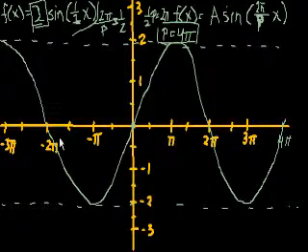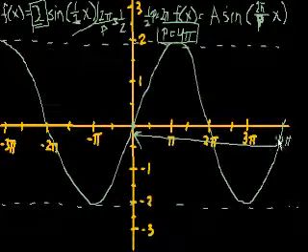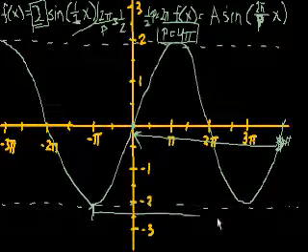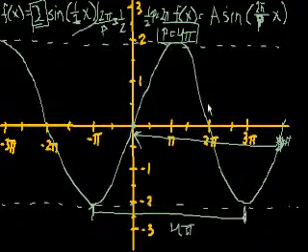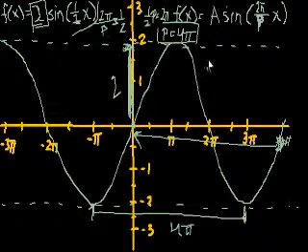And notice the period here, you could draw it from here to here. This distance is 4 pi. That's how long it takes for the function to repeat or to go through one cycle. Or you could also measure this distance to this distance. This would also be 4 pi. And that's the period of the function. And then, of course, the amplitude of the function, which is this right here, is 2. Here's the amplitude, and then the period of 4 pi we figured out from this equation.